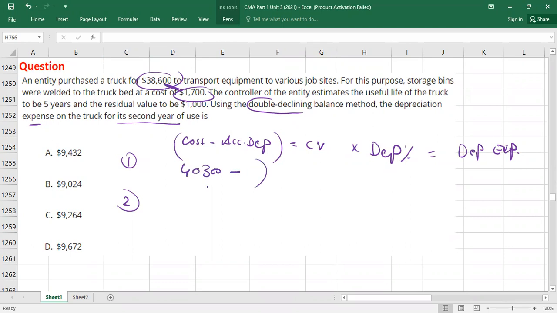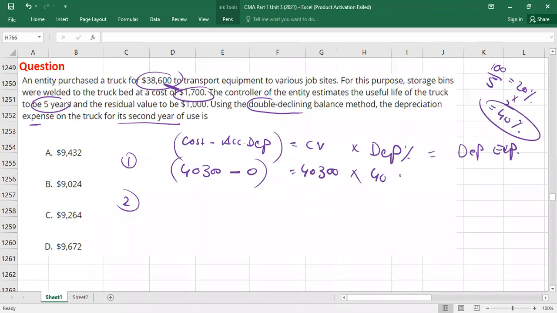Minus accumulated depreciation, first it is 0 because I'm going to calculate the first year. This will give you carrying value 40,300 multiplied by depreciation. It has a life of 5 years. So I will take 100 over 5. It will give you 20%, multiplied by 2, because you have to use the double declining method. That's why you have to double the rate, right? Because 20% is the normal rate, 100 over life. Life is 5 years. 20 is normal. You have to use double declining, right? So it will be 40%.